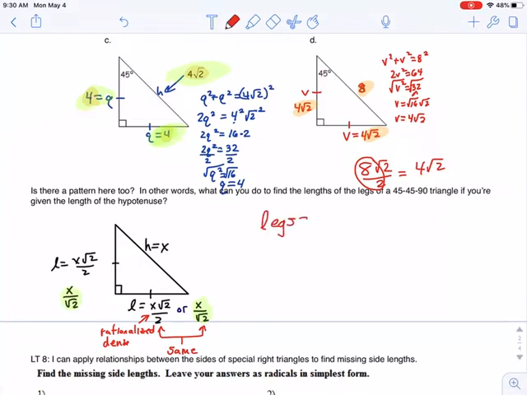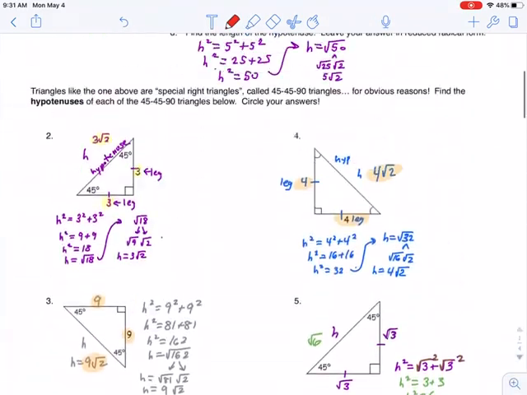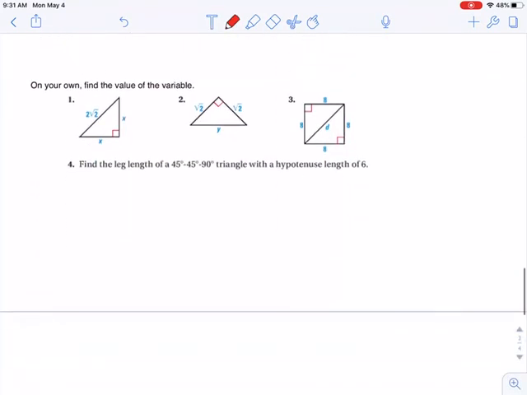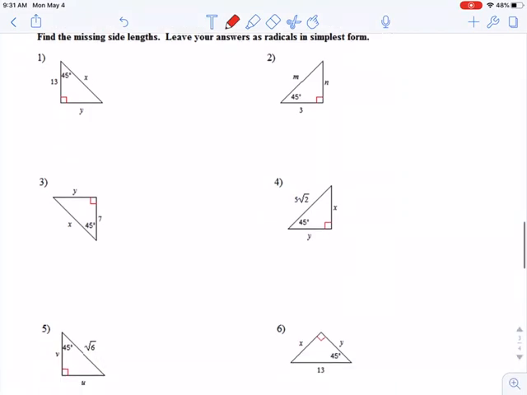So legs equals the hypotenuse times radical 2 over 2, or legs equals hypotenuse divided by radical 2. The same rule, just presented differently. All right, so look at all these calculations. We've done a lot of math in these first 2 videos. In this next video, we're really going to do minimal calculations. We're going to fly through these problems. We're going to apply the rules, and boom, we're going to nail them.